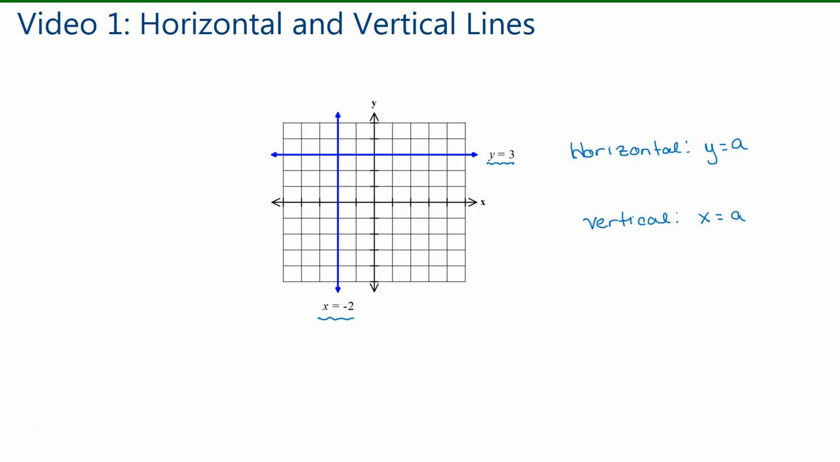Now a horizontal or vertical line equation is going to be easy to recognize because it's only going to have one variable in the equation. It's going to have an x or a y. It's not going to have both, as we are often used to.